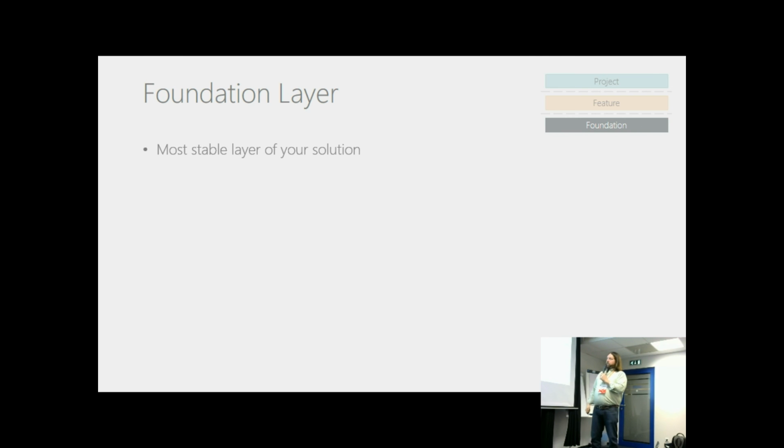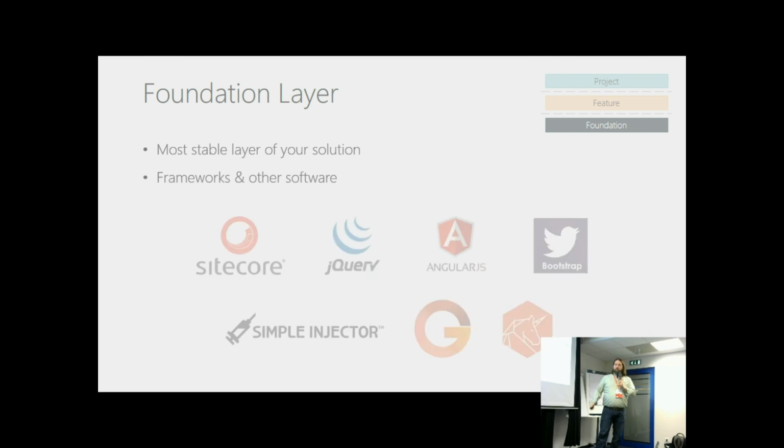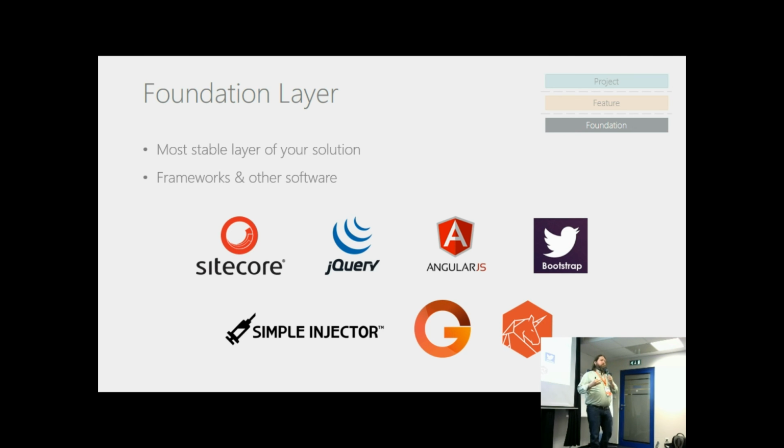The foundation layer is going to be the most stable layer of your solution. It's where you're going to see some interaction with frameworks and third-party things. For instance, the Sitecore API: accessing the Sitecore API should be a module in the foundation layer. Also bringing together jQuery, Angular, your IOC configuration, any kind of ORMs that you're using. These are all candidates for foundation layer modules, because they're one of the most stable things in your solution. They're going to be abstracted away, and they're not going to change much.